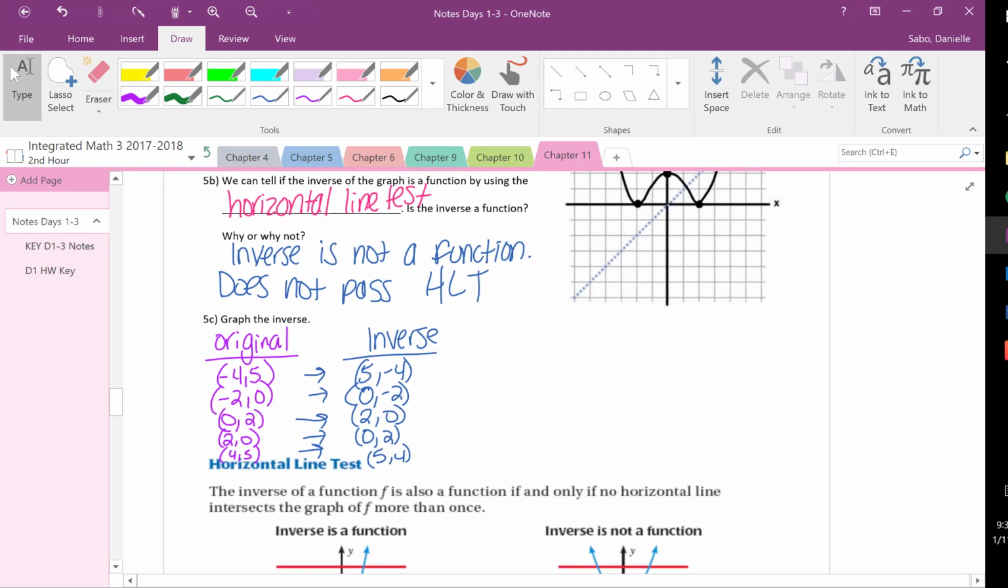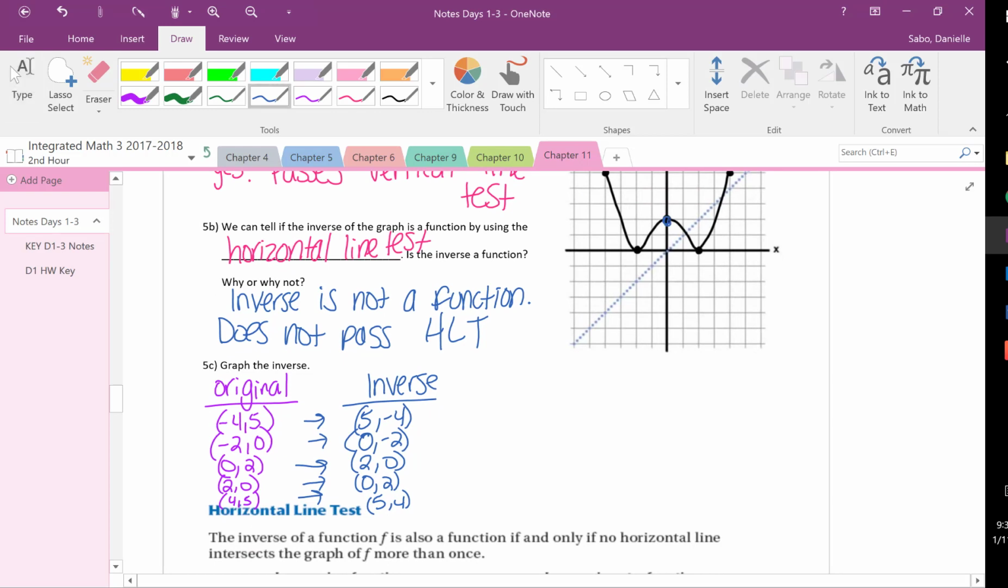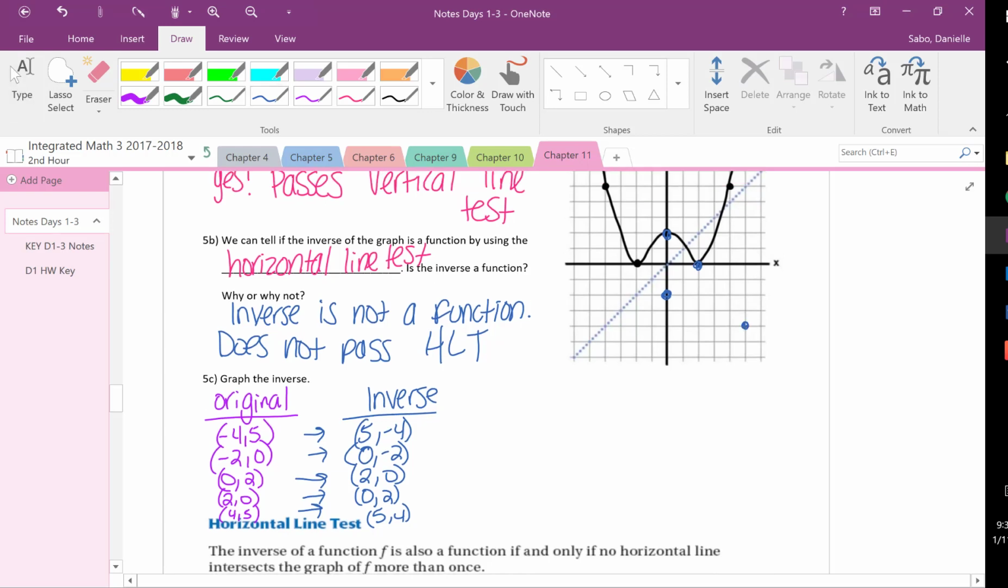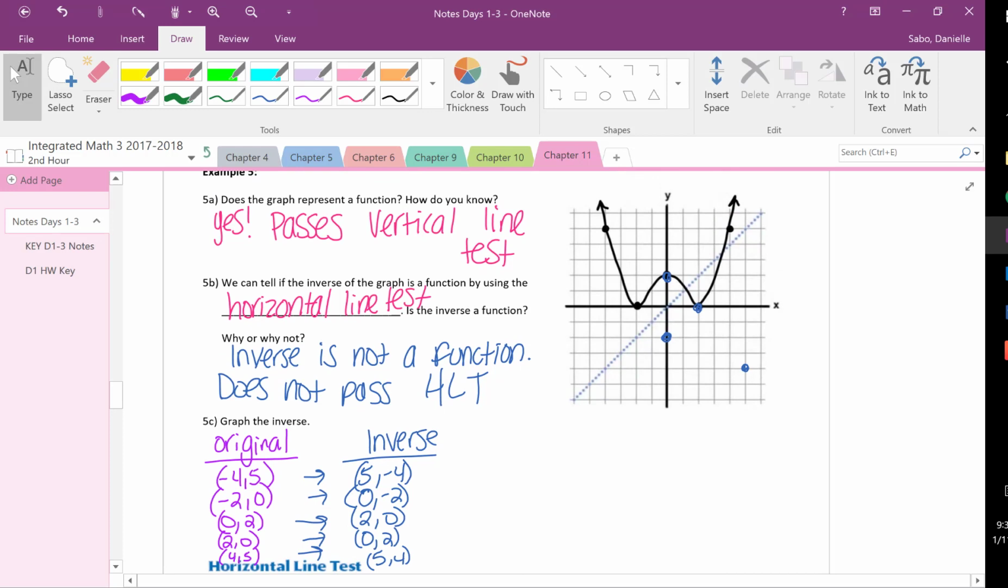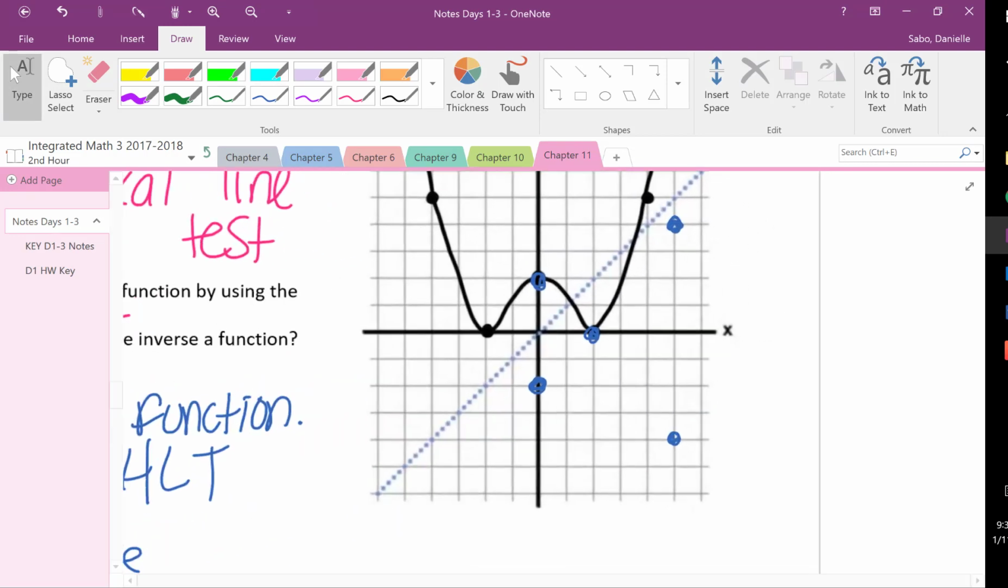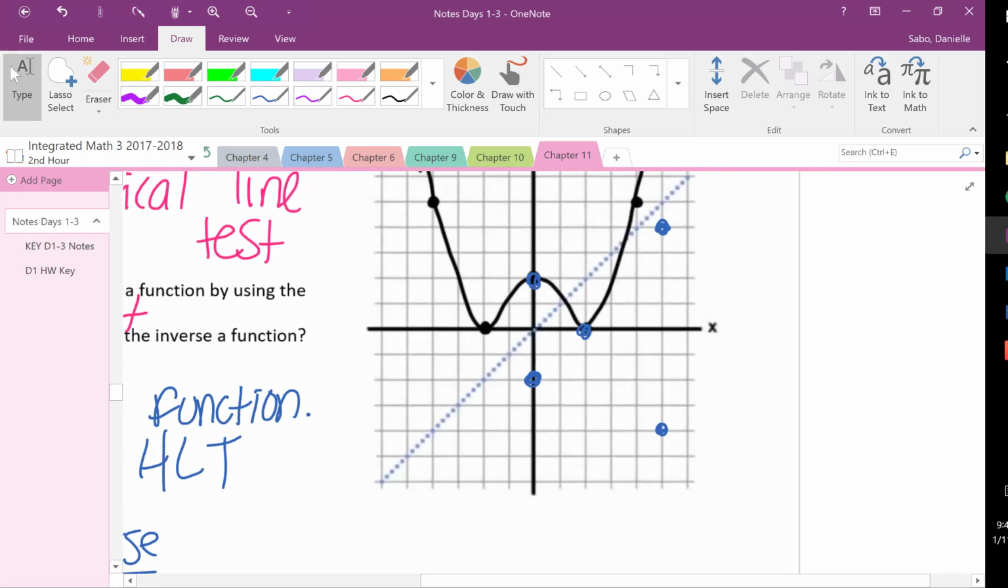Go ahead, connect them. You have all your points. It'll look kind of funny because it's a quartic function. We have to really graph those. Okay, so here's what I plotted. It looks kind of weird, but you have to remember when you're taking the inverse, the shape of it is pretty much the same. You have to flip it over.